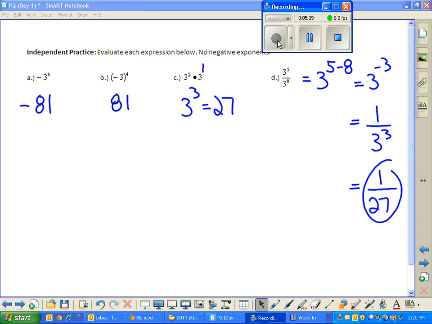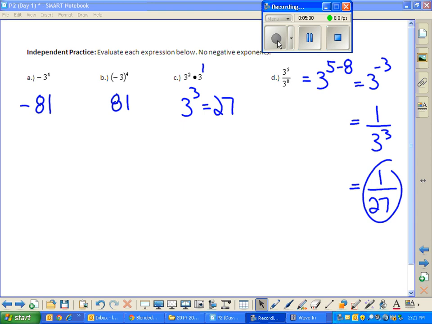That's because you have negative 3 times negative 3 times negative 3 times negative 3. Negative times a negative times a negative times a negative makes that all positive. You might recall that when you have even exponents, that makes your negative sign positive, but if it were odd, it would stay negative.